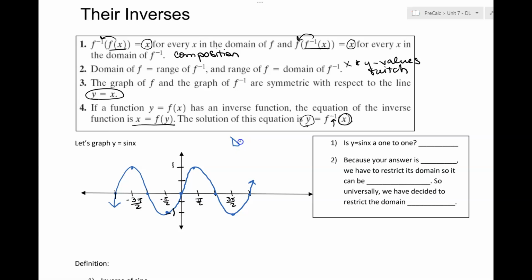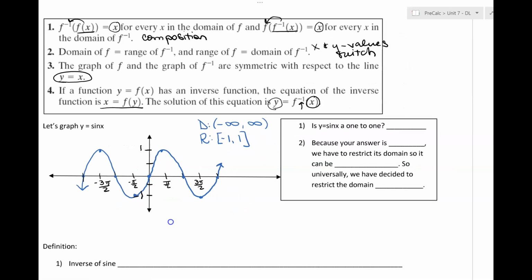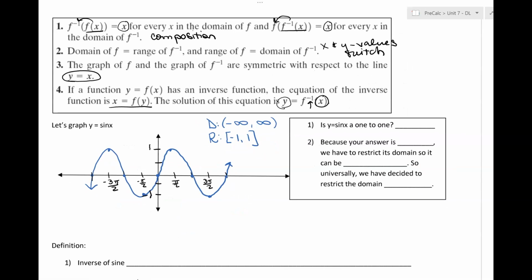We know that the domain of sine of x without transformations is all real numbers, and the range goes from -1 to 1. Now, is this a 1-to-1 function? Basically, what that means is for every x, there's one and only one corresponding y, and for every y, there's one and only one corresponding x. Or does it pass the horizontal and vertical line test? We say no, it does not. Yes, it's a function, it passes the vertical line test, but it is not 1-to-1 because it doesn't pass the horizontal. There are y's that correspond to numerous x values.